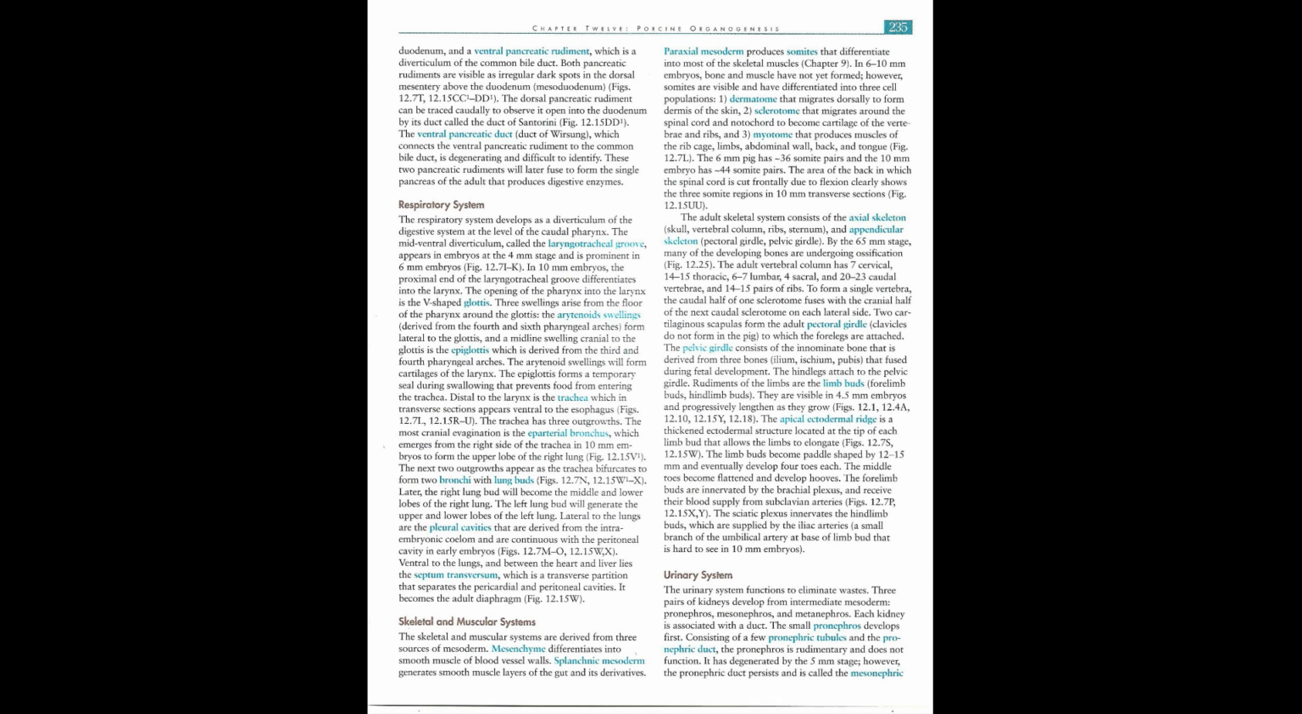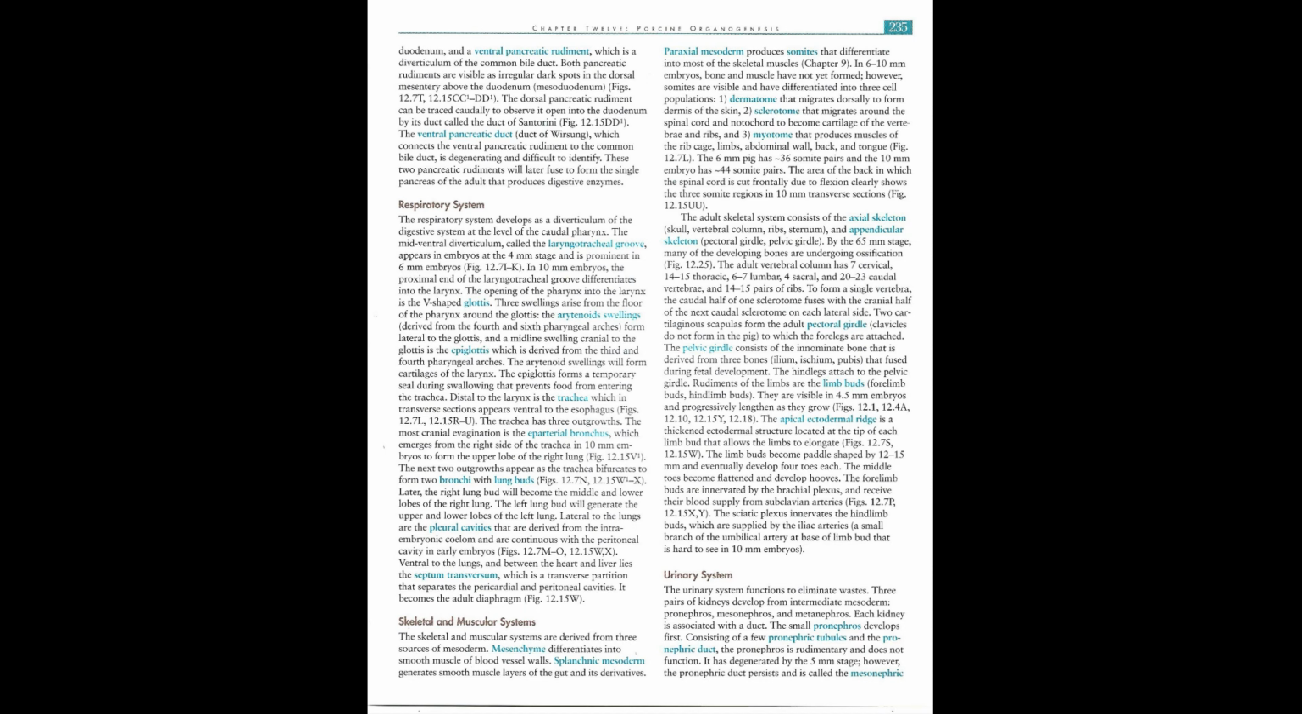Rudiments of the limbs are the limb buds, forelimb buds, hindlimb buds. They are visible in 4.5 mm embryos and progressively lengthen as they grow, Figs 12.1, 12.4a, 12.10, 12.15y, 12.18. The apical ectodermal ridge is a thickened ectodermal structure located at the tip of each limb bud that allows the limbs to elongate, Figs 12.7s, 12.15w.